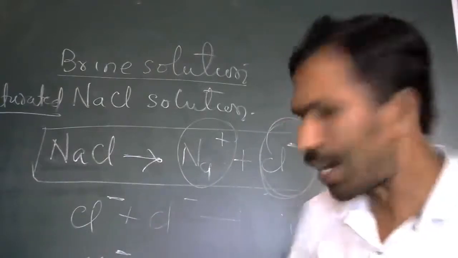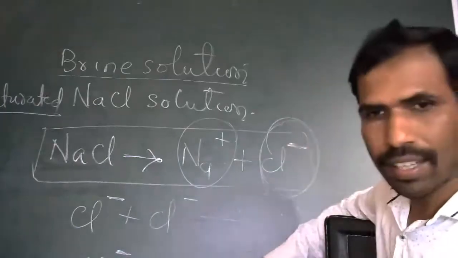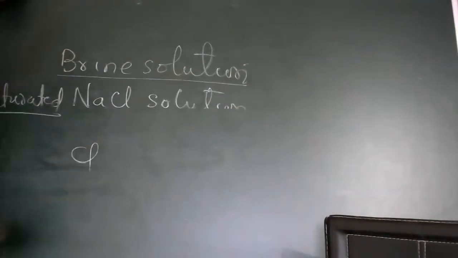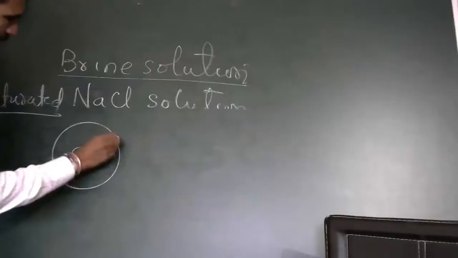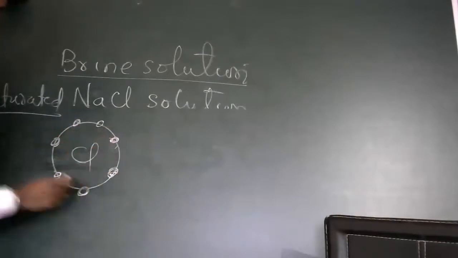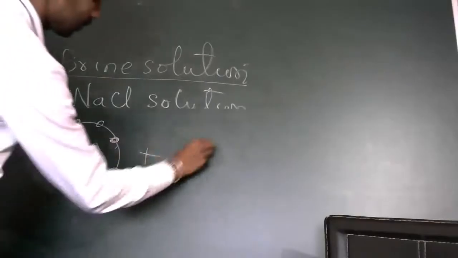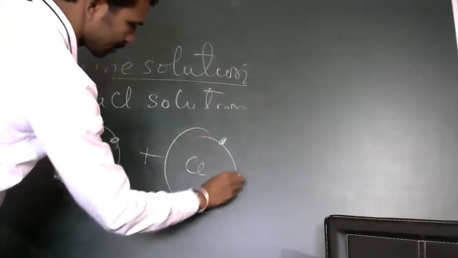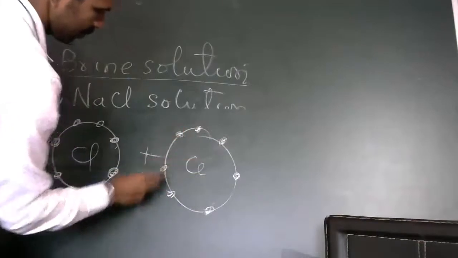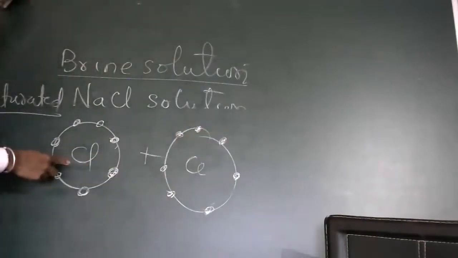So Cl2 is formed. For more clarification, see here. Cl has how many electrons in the outermost shell? 7 electrons. Another Cl also has 7. See, 7 electrons here.